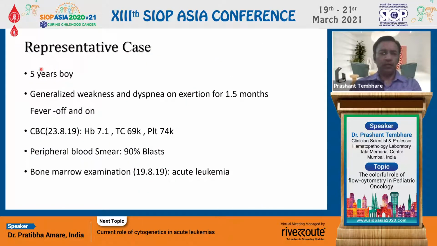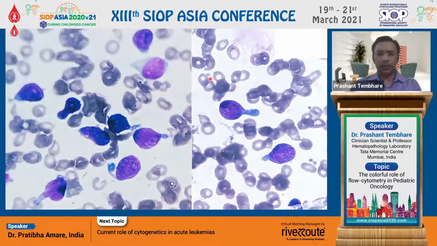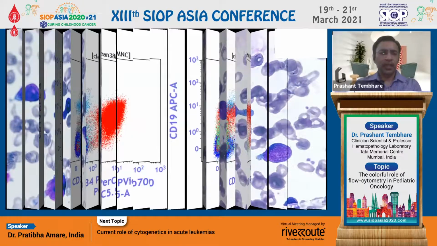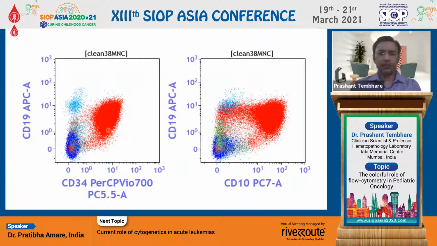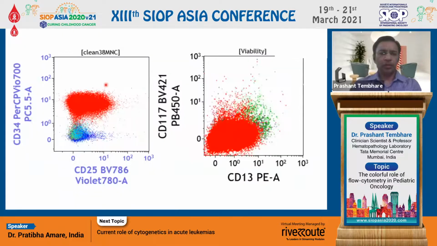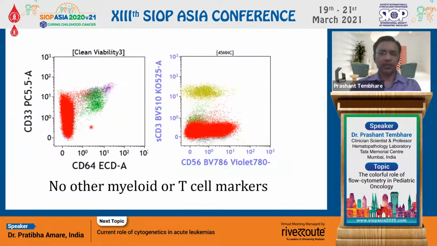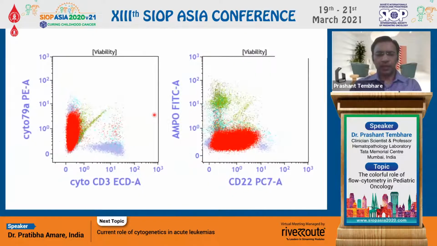Just to show an example, a 5-year-old boy with 90% blasts in the bone marrow. These are the blasts you can see here, clear-cut blasts, and they look like lymphoid blasts again. These blasts are CD19 positive, CD34 positive, and CD10 positive. They also show CD25 expression, which I mentioned earlier. CD25 is nicely positive, and they also express myeloid antigens like CD13 and CD33. But the other markers were negative.